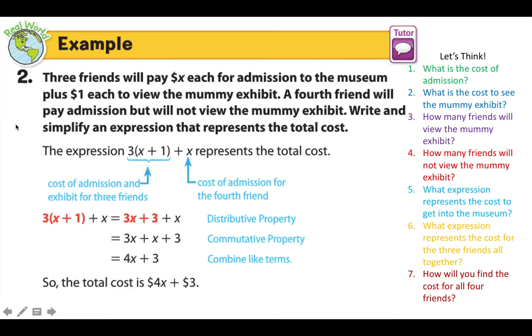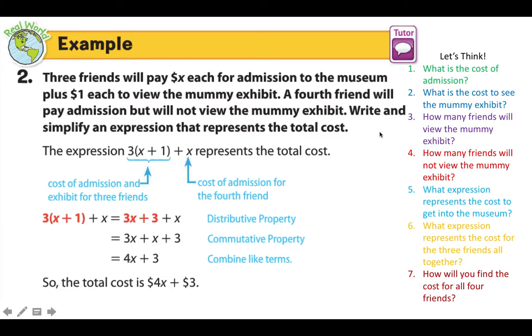In example number 2, it says 3 friends will pay X dollars each for admission to the museum plus $1 each to view the mummy exhibit. A 4th friend will pay admission but will not view the mummy exhibit. Write and simplify an expression that represents the total cost.